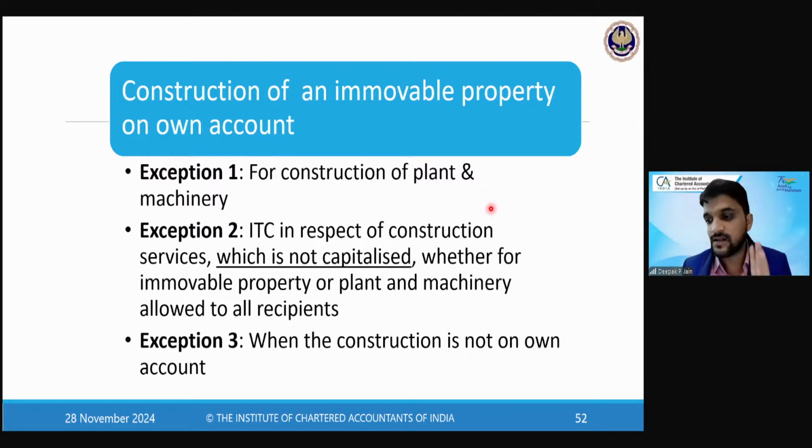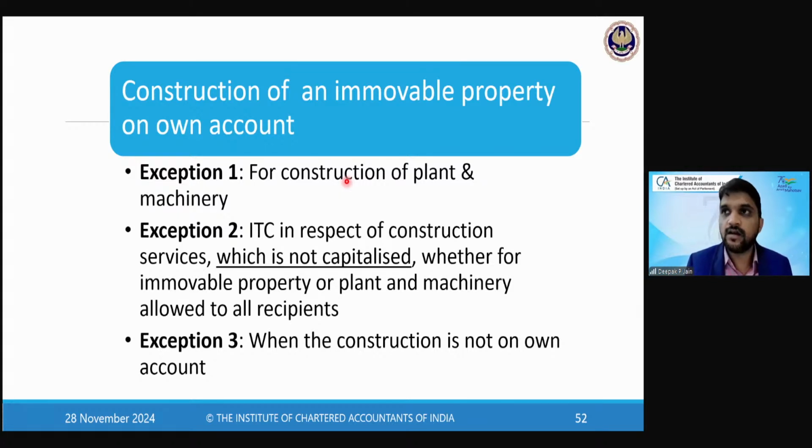Then there are other things. Telecommunication towers, no ITC. Yes, no ITC. Construction on own account means that you are doing the construction for your own business. You are not engaging any works contractor. You yourself are doing the construction.